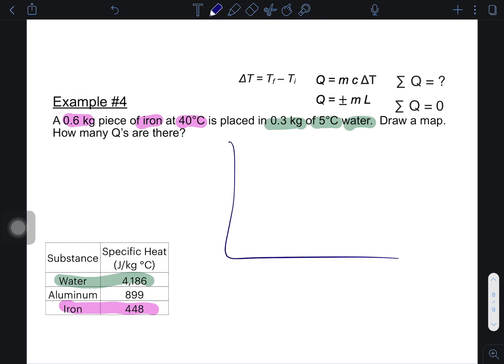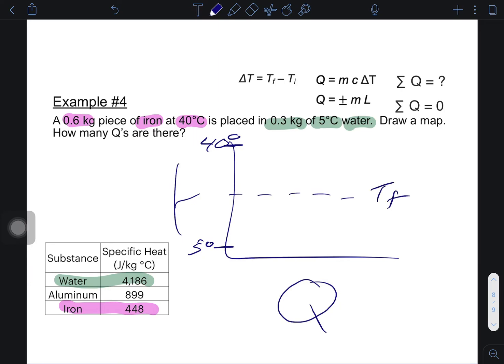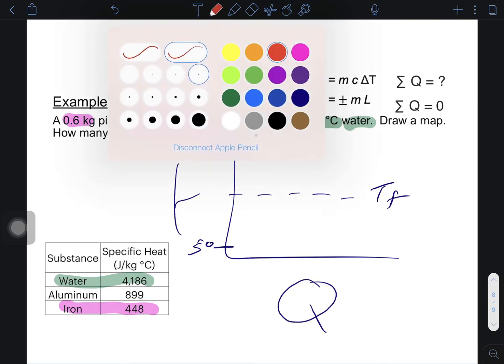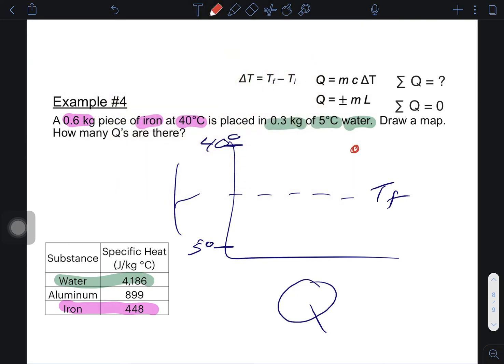Okay, we're drawing a map though. So we have Q, we have T, and we can say, well, where does this start and where does this end? We have a maximum temperature of 40 degrees and a minimum temperature of 5 degrees. No phase changes of water or iron will occur between those temperatures. There's my final temperature, going to meet somewhere in between.